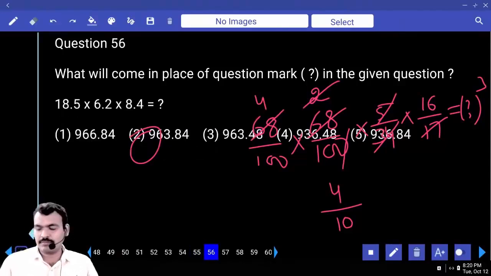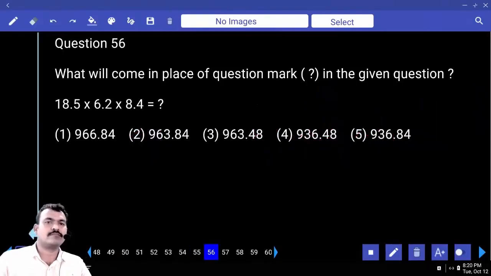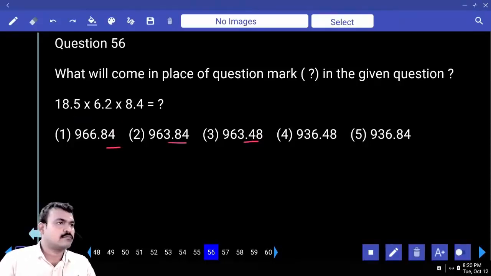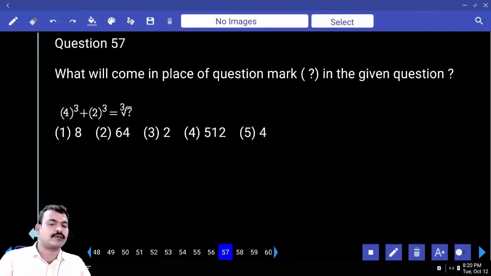It will be a lengthy question. Just leave the question. It will be a time-taking process. 18 6 into 8, because all the options are ending with the same values or not. It will be a time-taking process. Just leave the question. Next, question number 57.